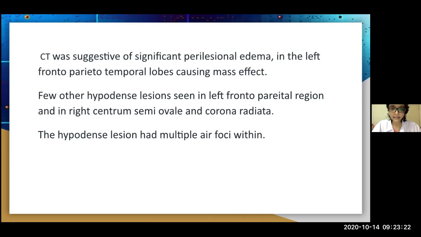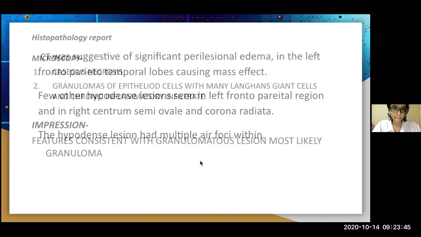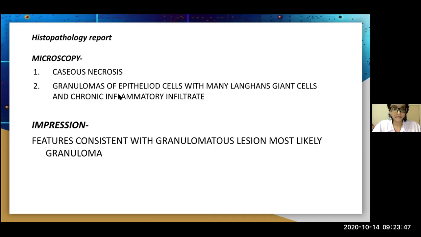Now, CT was suggestive of significant perilesional edema in the left frontoparietal temporal lobes, causing mass effect, like someone had earlier suggested. A few other hyperdense lesions were seen in the left frontoparietal region and in the right corona radiata. The hyperdense lesions had multiple air foci within. The histopathology report came back and on microscopy it was noted to have caseous necrosis, granulomas of epithelioid cells with many Langerhans giant cells, and chronic inflammatory infiltrate.